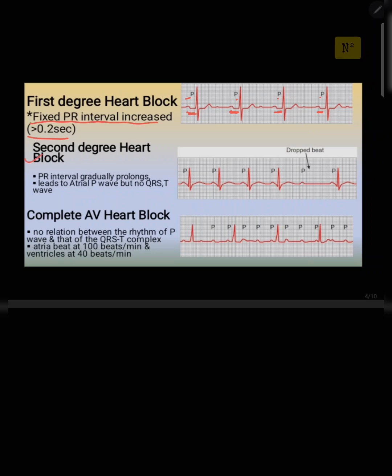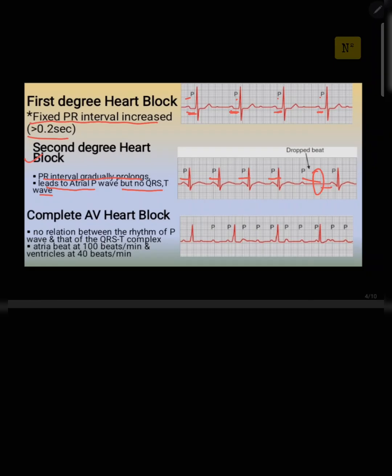In second degree block, what happens is the PR interval will prolong, and that will lead to an atrial P wave but no QRS complex. That means the PR interval will gradually keep on increasing and increasing. A time will come when the QRS complex will be absent, and then it will again resume its normal sinoatrial node rhythm.